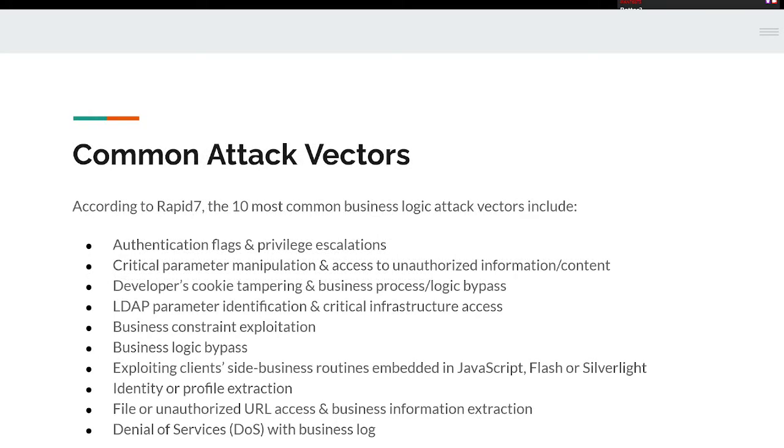So, common attack vectors. This was a snippet retrieved from the Rapid7 website. These are the 10 most common business logic attack vectors. So it's authentication flags and privilege escalations, critical parameter manipulation, cookies tampering, and business process logic bypassing. There's a lot here. LDAP parameter identification, business constraint exploitation, business logic bypass, exploiting client-side business routines embedded in JavaScript, client-side stuff. Identity or profile extraction. I keep getting these notifications, and I will get back to them. File or unauthorized URL access, and denial of service. But yeah, they're the most common ones from Rapid7.